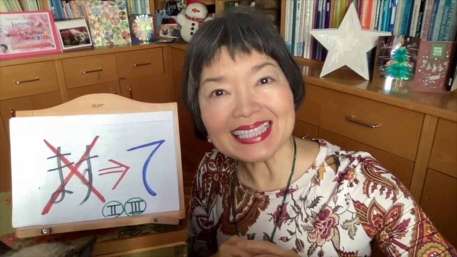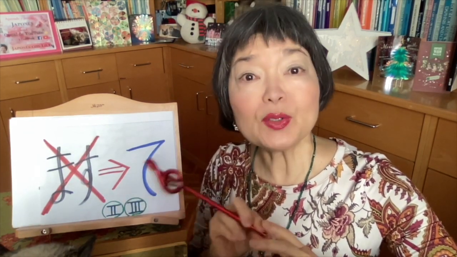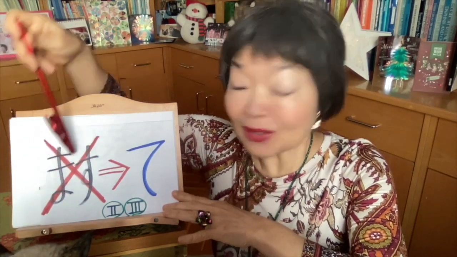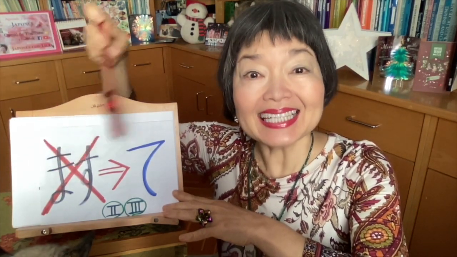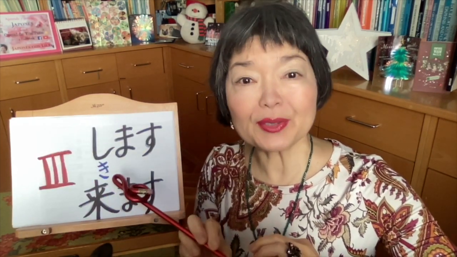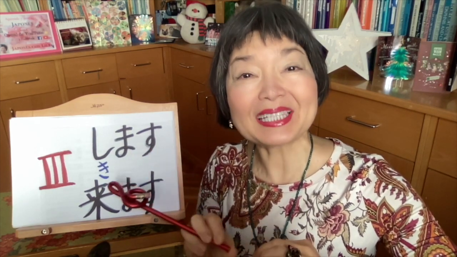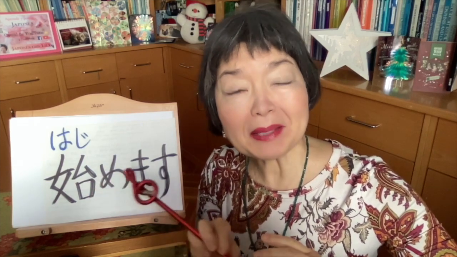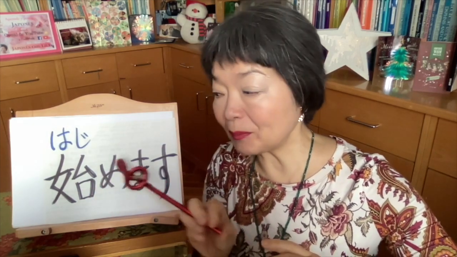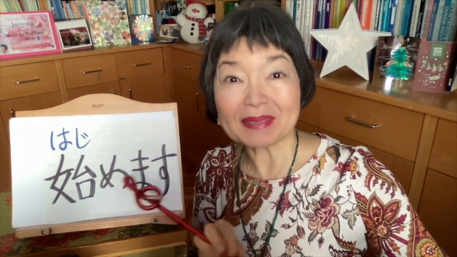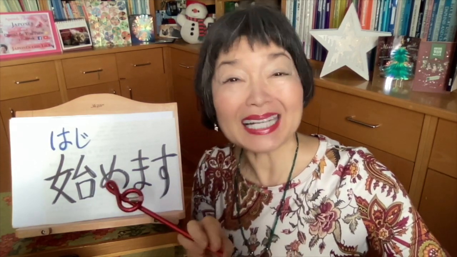At first, the easiest: Group 2 and Group 3 verbs. Without the mas, you take off the mas, then you add te. Then this is the te form. In the third group: shimasu, shite; kimasu, kite. Example of Group 2: hajimemasu, to begin. Without mas, hajime, and te. Hajimete, this is the te form of hajimemasu.